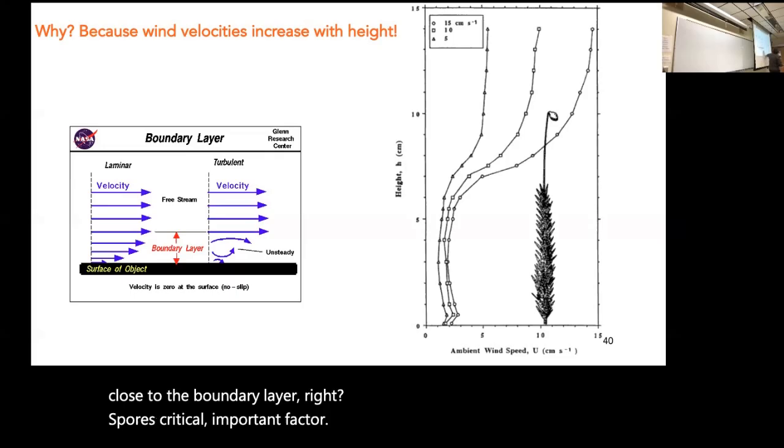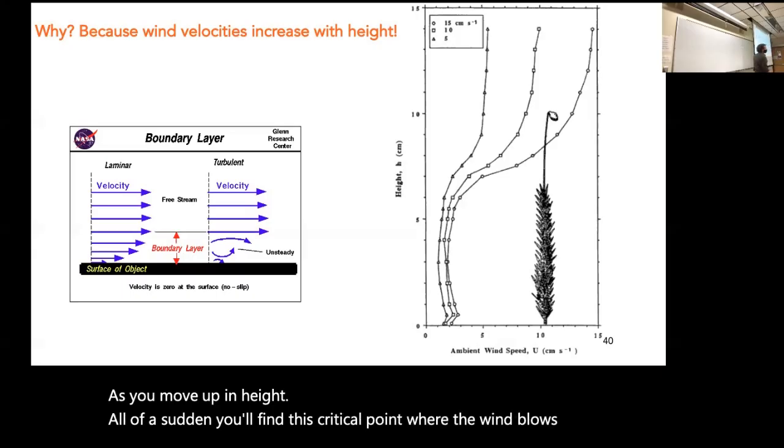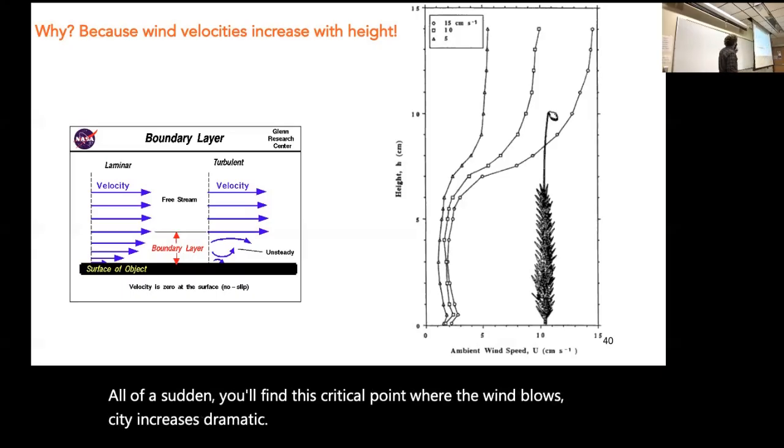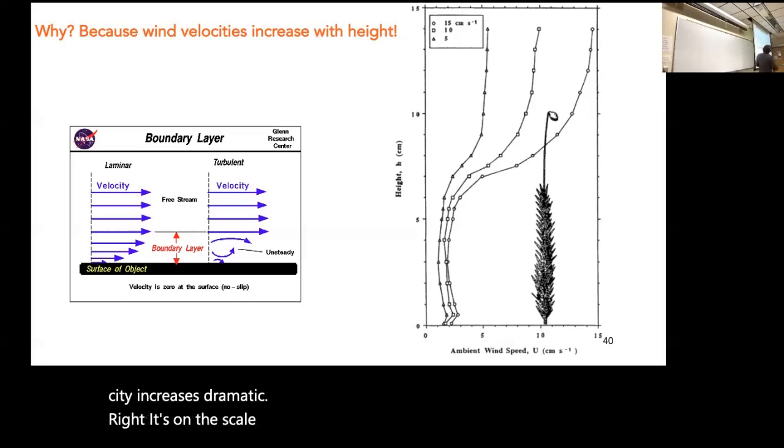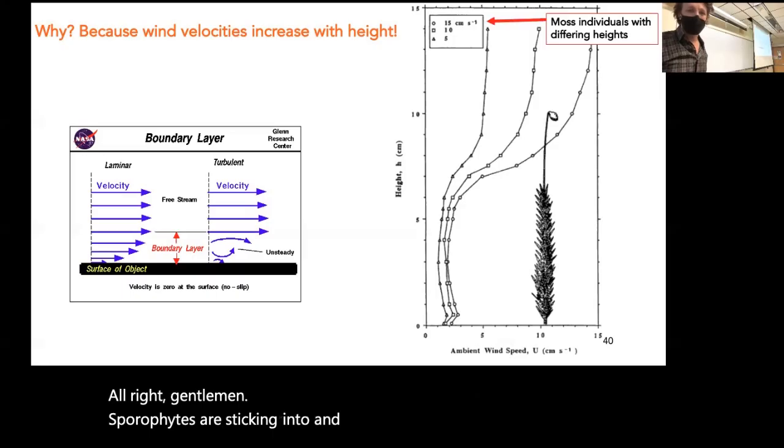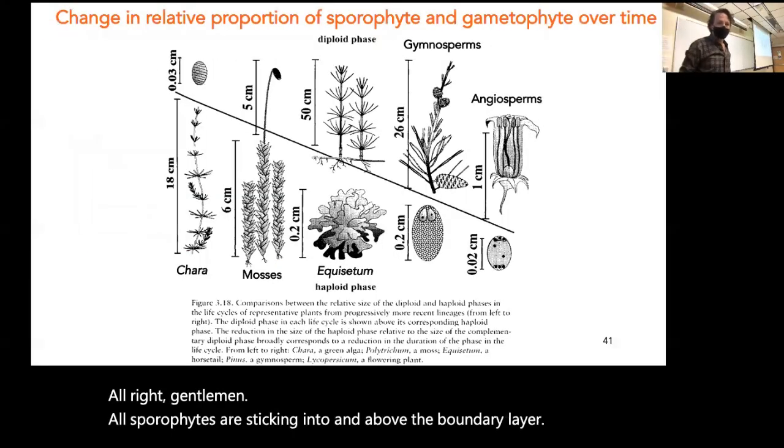Imagine ambient wind speed versus height. As you then move up in height, right? All of a sudden you'll find this critical point where the wind velocity increases dramatically. Right? It's on the scale about the size of a moss. All right, in general. So the little sporophytes are sticking well into and above the boundary layer.